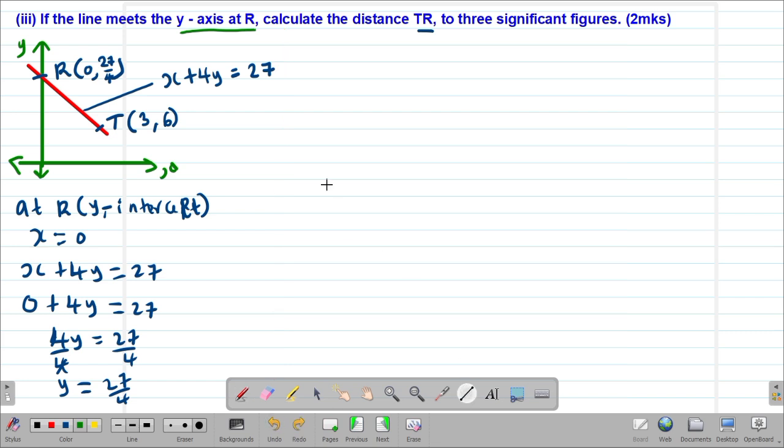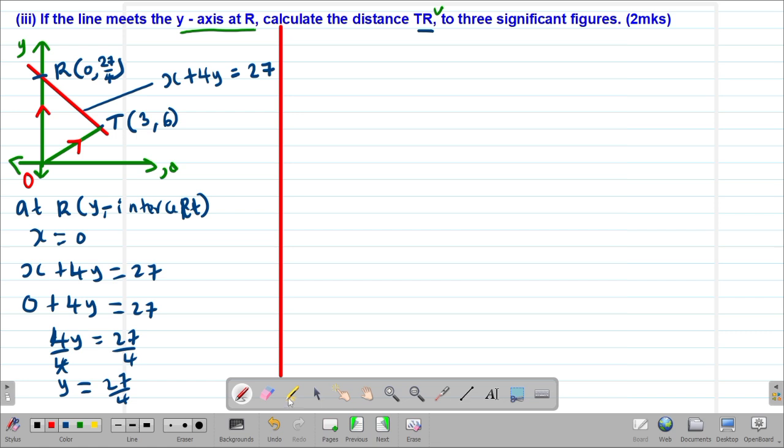We were required to find the distance of TR. To get the distance, we are going to apply the concept of vectors. We simply find the magnitude of the line TR. For us to get TR, I'm going to create some vectors here. Let me join this particular point to the origin. If this is the origin, we have vector OR and also vector OT.